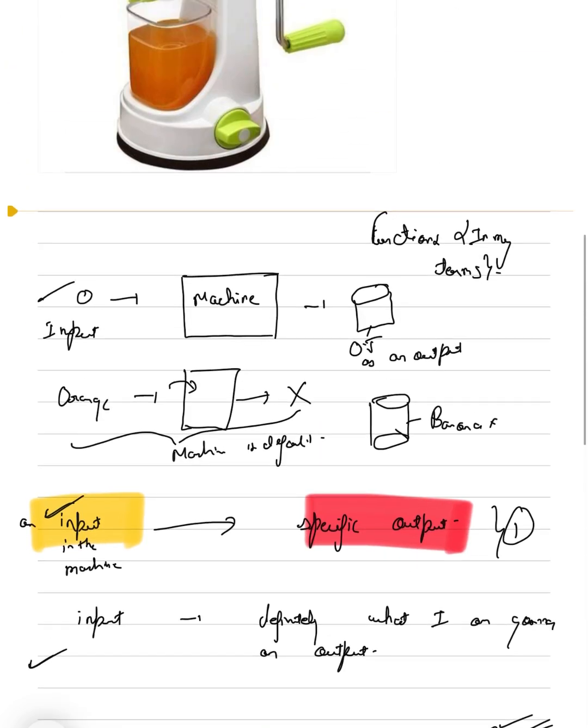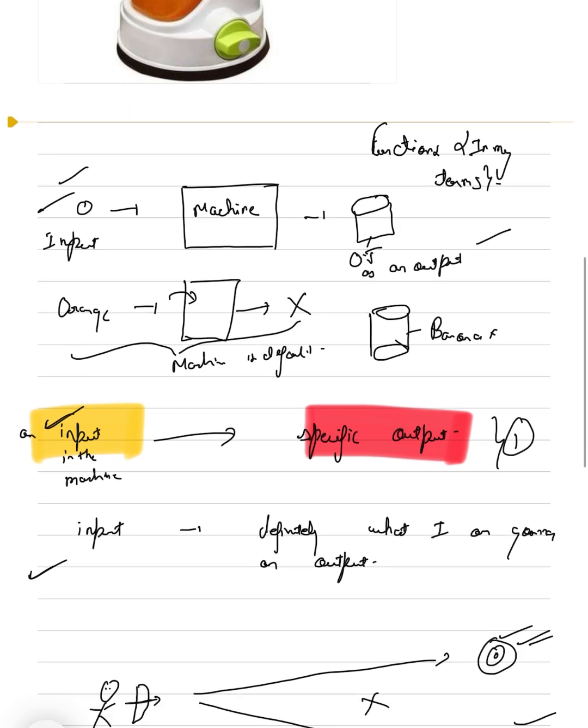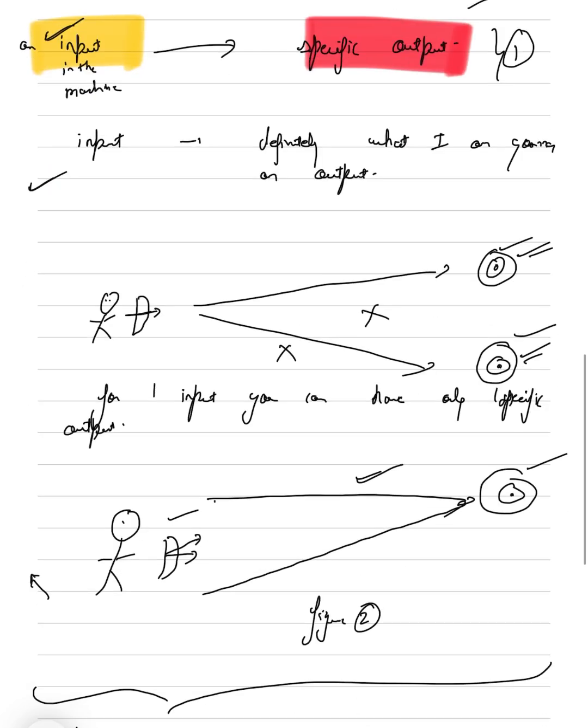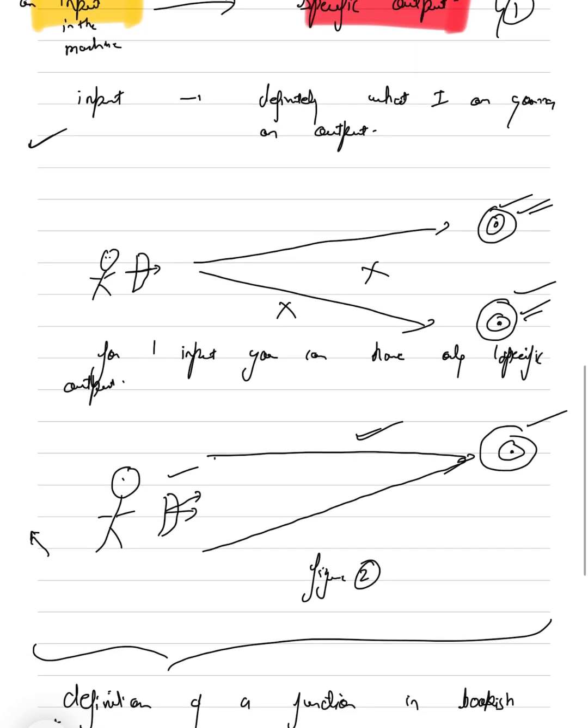Remember that for each input we are going to get an output, and for each specific input we are going to get a specific output. Okay, but we are going to get an output. And you can have two arrows, you can hit the target, but you can't hit two targets with one arrow. Okay, because you have only one arrow here.